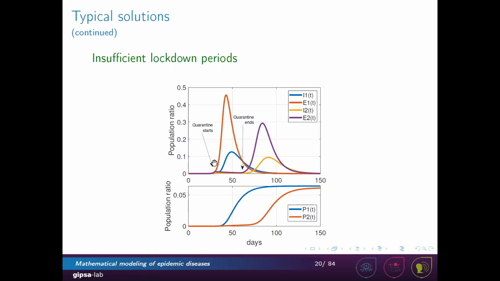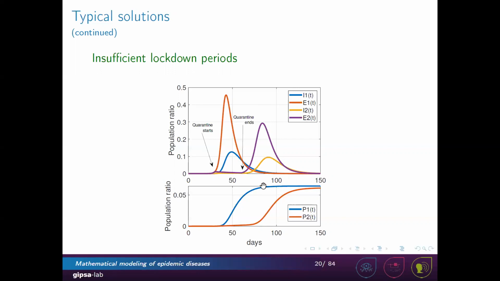lockdown to the population. As we can see, what happens is that the peak of the infected and exposed people is delayed. It is shifted to a later time, and the amplitude is decreased. So the good point is that a smaller fraction of people are infected at a certain time.